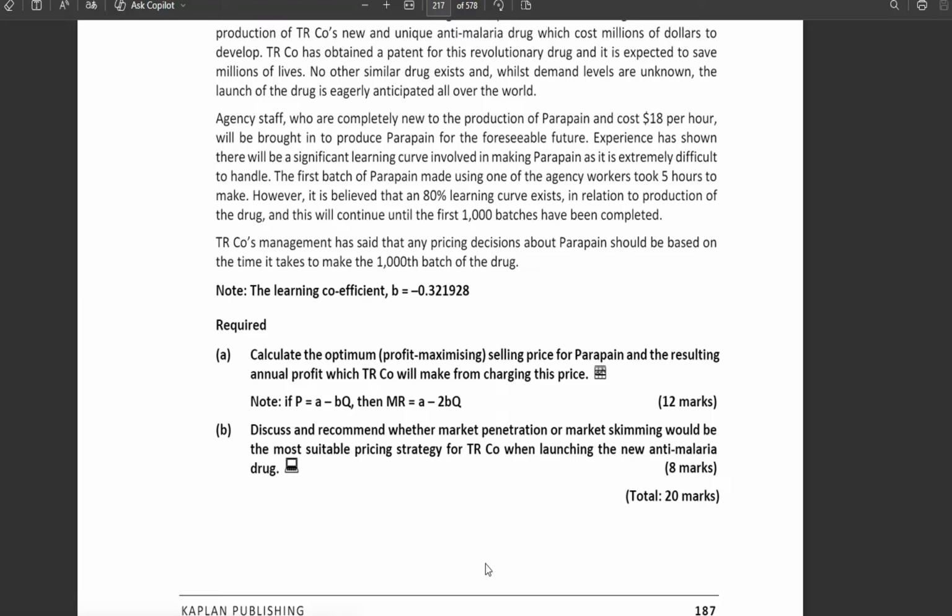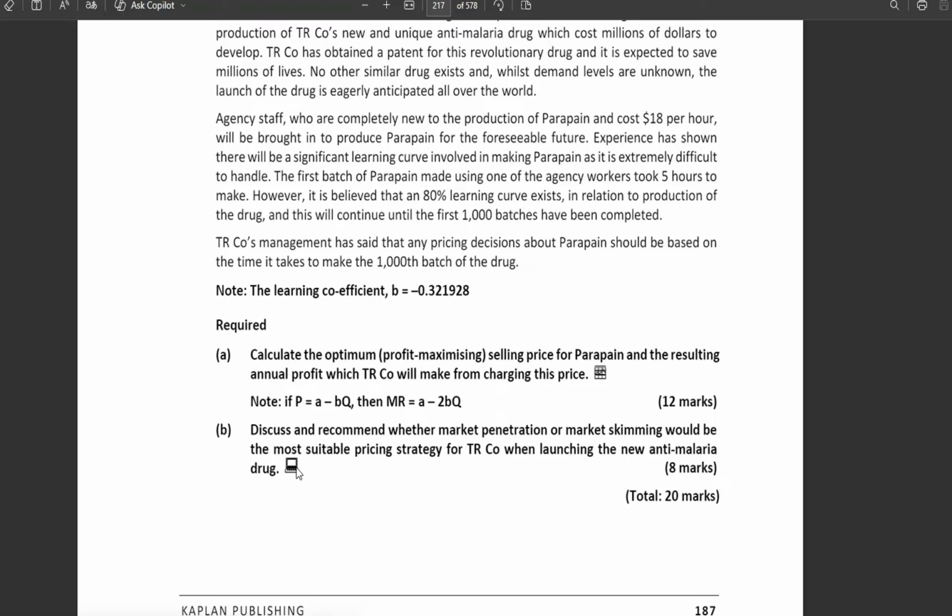It is very important to understand the verbs, what the examiner expects if they are using the verbs here, discuss and recommend. I have made a separate video on this topic, so you can search the playlist available on my YouTube channel. It's very important to understand what the examiner expects if they say discuss or recommend. And for part B, only the discussion and recommendation part carries 8 marks.